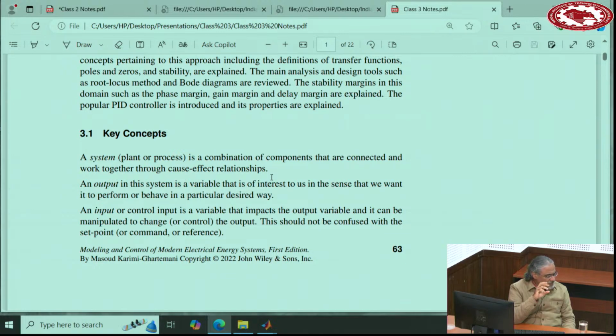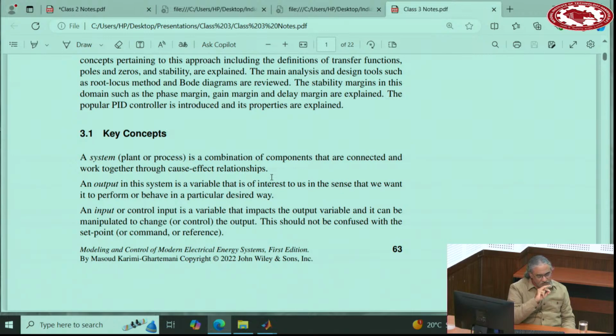Output. Output is the particular variable in that system that you are interested in. If it's a converter connected to the grid, you want to control the power or current, that's the variable. If it's connected to a load, you want to control the voltage across the load. If it's connected to a PV panel, you want to control the voltage across the PV panel, that's the output. So output is the variable that you want to control.